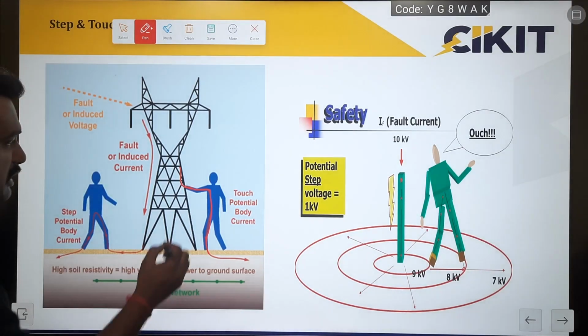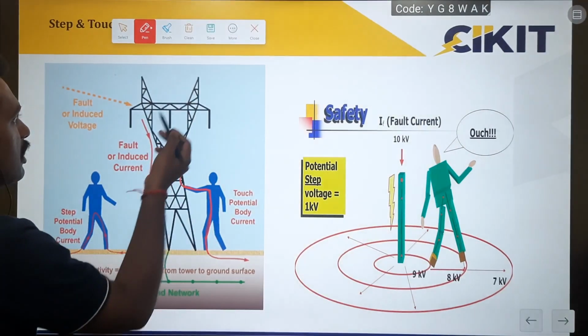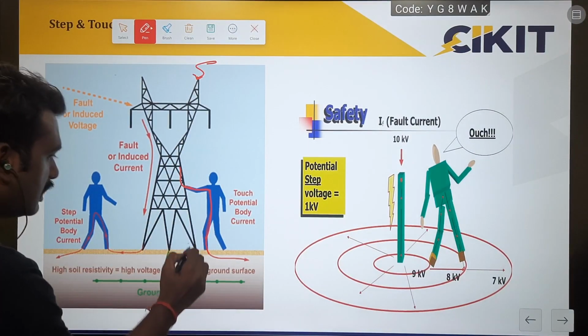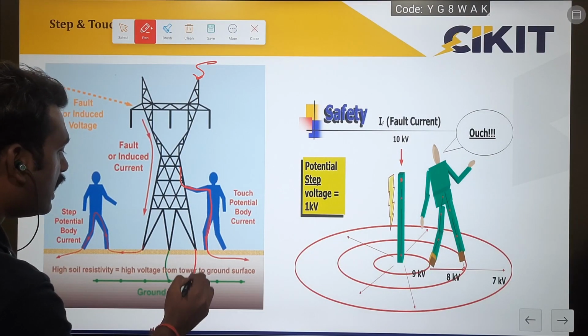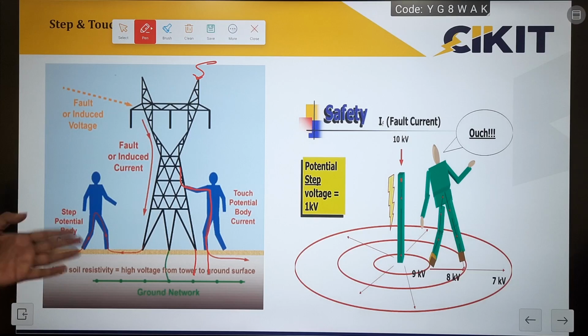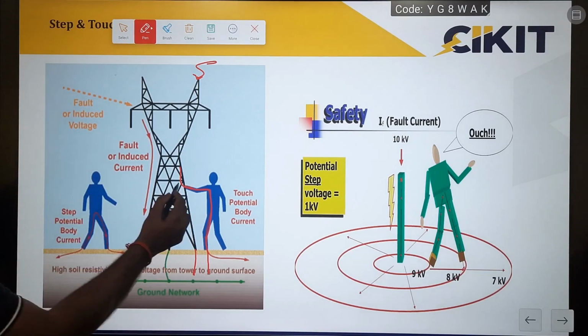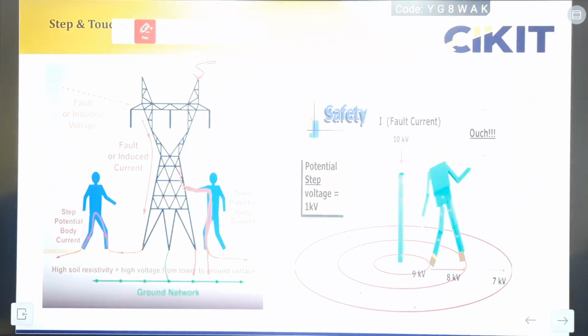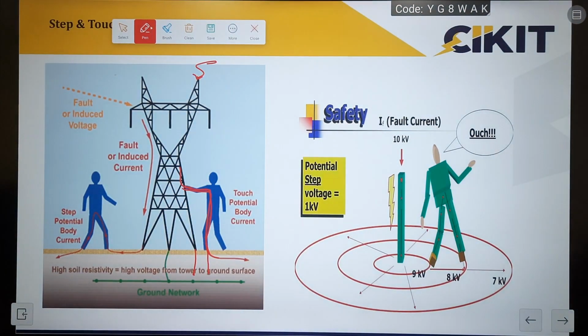So if you take this as an example, if any fault current or lightning current flows through this metallic structure, then this point will be at very high potential and our foot will be at low potential. So because of the difference in potential between our foot and our body, the current will flow through our hand and it will enter into the ground. So this is called touch potential.